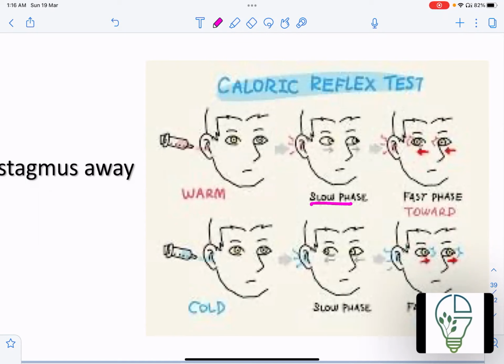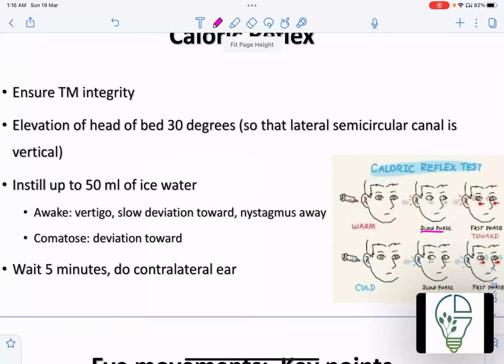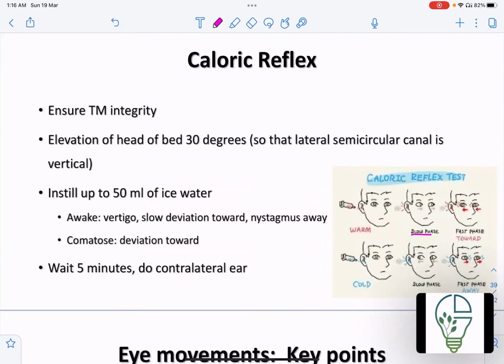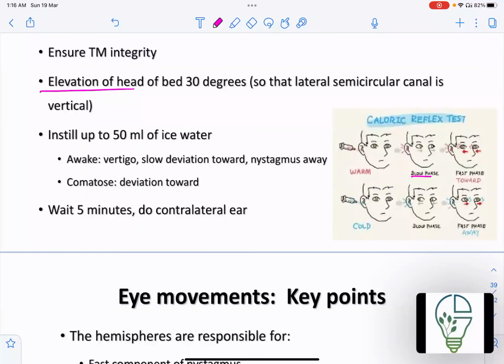It's the opposite with the cold. With the cold one, the eyes feel that sudden current and then they look towards it. Then in the fast phase, they look away. This is basically the caloric reflex test. That's it. This is nothing but you elevate the head 30 degrees, all of that, and then you instill 50 ml of ice or cold ice water or hot water.